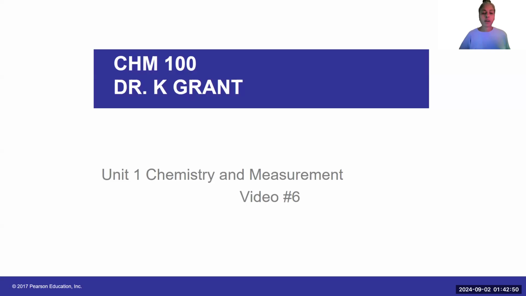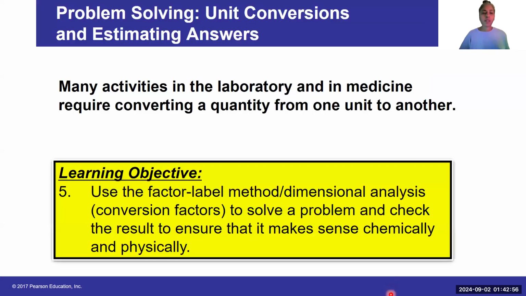Video 6 is our last video in the series for Unit 1. In this video, we will cover how to do factor label or dimensional analysis with conversion factors to solve problems and to check to make sure that our values make sense.